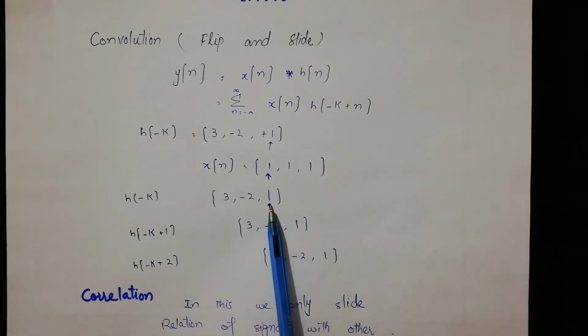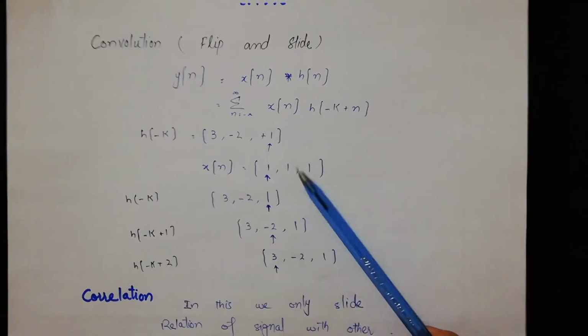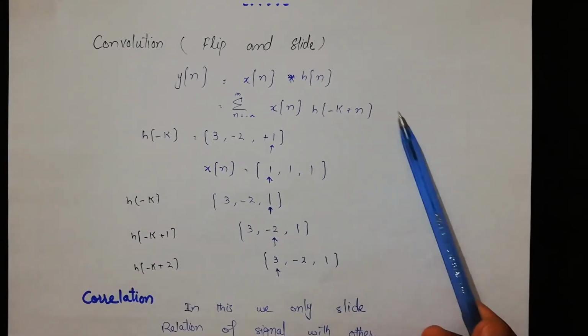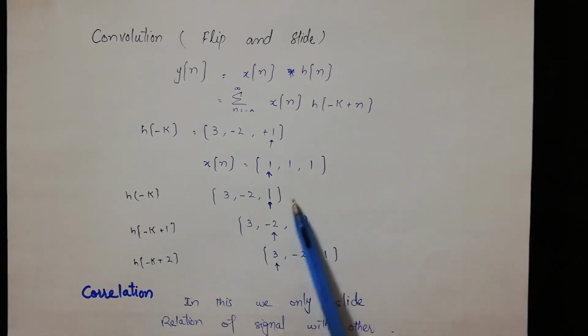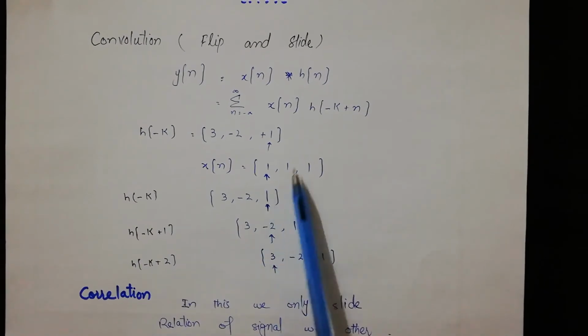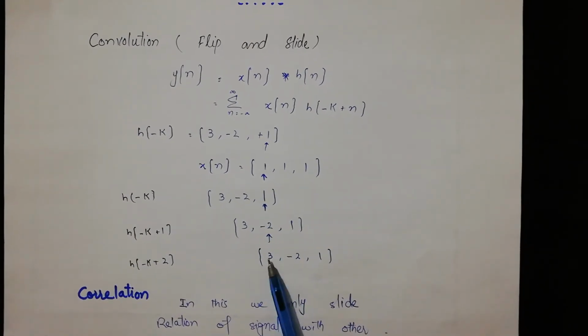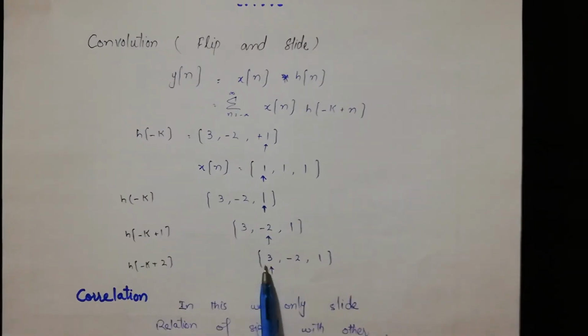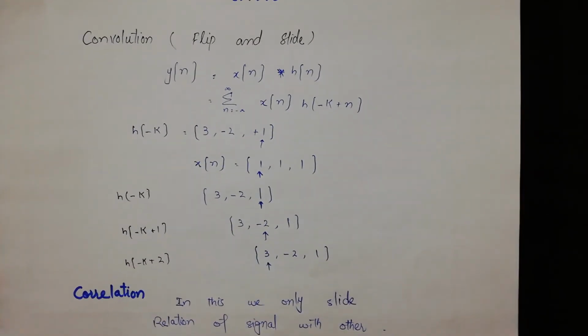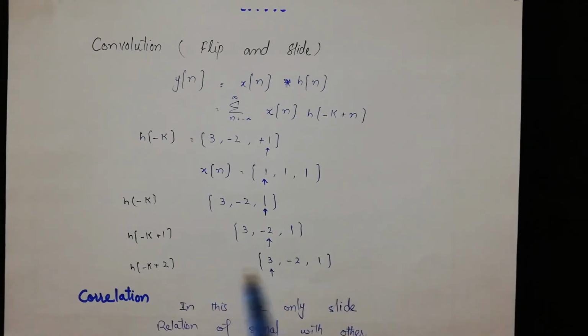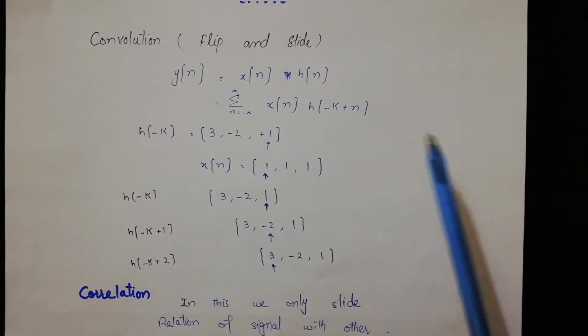First with h[minus k], we convolve x[n] and h[minus k plus n]. Flip and slide. Here is the flipped function. Now we slide until all the values are matched. But when we shift one more time, h[minus k plus 3], it is out of the boundary. In this way we can calculate our convolution.